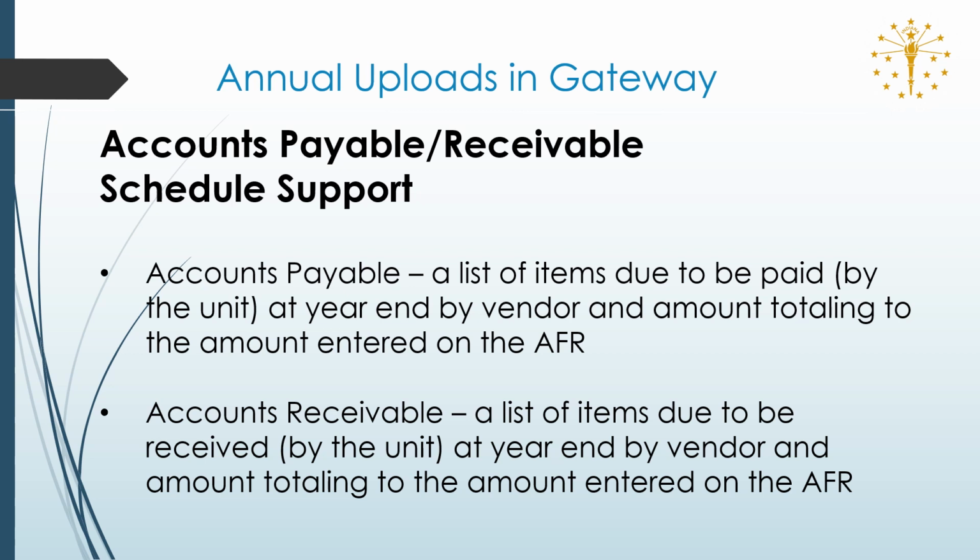Accounts payable, receivable schedule support. Accounts payable, this should be a list of items due to be paid by the unit at year end by vendor and amount totaling to the amount entered on the annual financial report, the AFR. Accounts receivable, this should be a list of items due to be received by the unit at year end by vendor and amount totaling to the amount entered on the annual financial report. I would like to note, if you don't have anything due to be paid or received at the end of the year, then this would be 0 and you would not have any documents to upload.